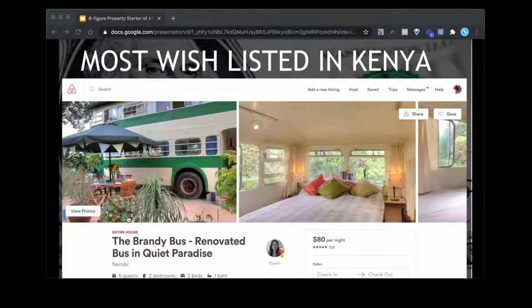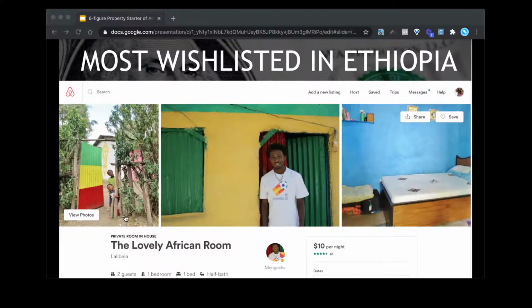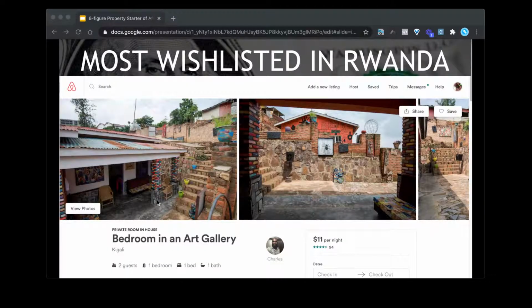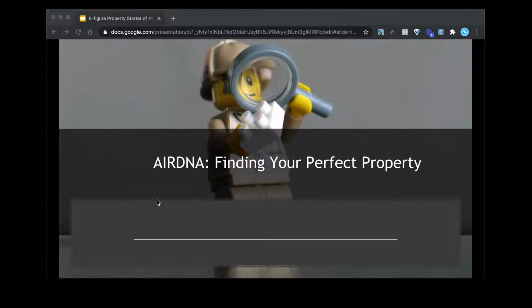Look at this. This is the most wish-listed property in Kenya. It is a renovated bus in a quiet paradise. It feels like, how would you ever be able to find and choose a property that would bring you returns like this one? You know what I mean? It's like looking for a needle in a haystack. And check this out. This is the most wish-listed property in Ethiopia. A lovely African room, right? And it's so interesting. Again, really random. This is the most wish-listed in Rwanda. Check it out. A bedroom in an art gallery. So random. So how do you find your perfect property?